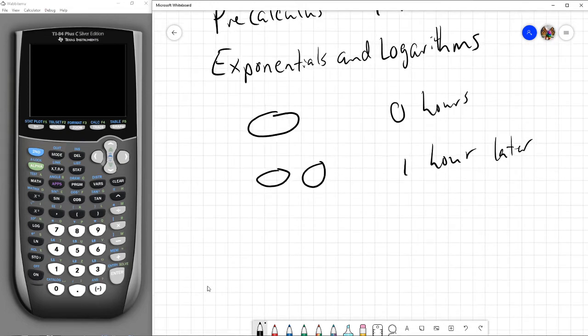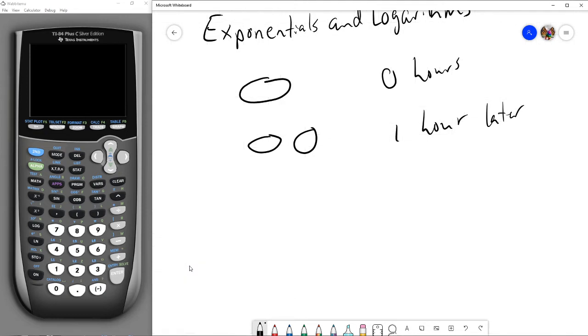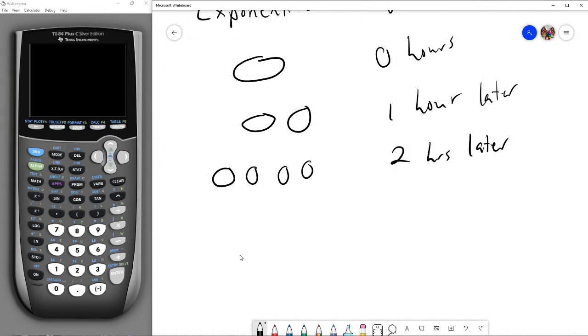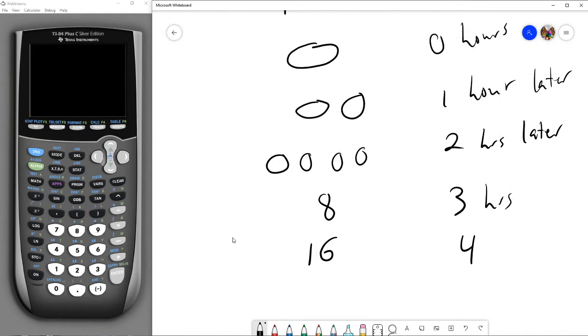Now, since it takes an hour to undergo mitosis, 2 hours later, we will have 4 because each of these will split into 2, and that gives us 4 little bacteria. And 3 hours later, that will give us 8 bacteria, 4 hours, 16, and so on. And we can extrapolate our pattern here. So we have 1, 2, 4, 8, 16.